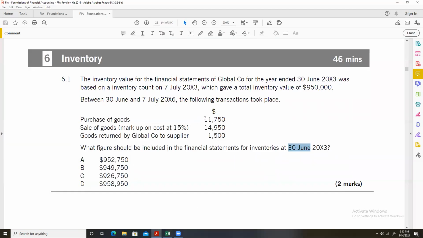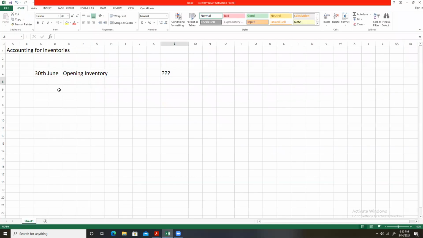Now, how do we calculate cost of goods sold? What do we do with purchases when we find out cost of goods sold? We simply add goods purchased in cost of goods sold. And why do we add purchases? Because when we purchase goods, the inventory level rises, inventory level goes up.